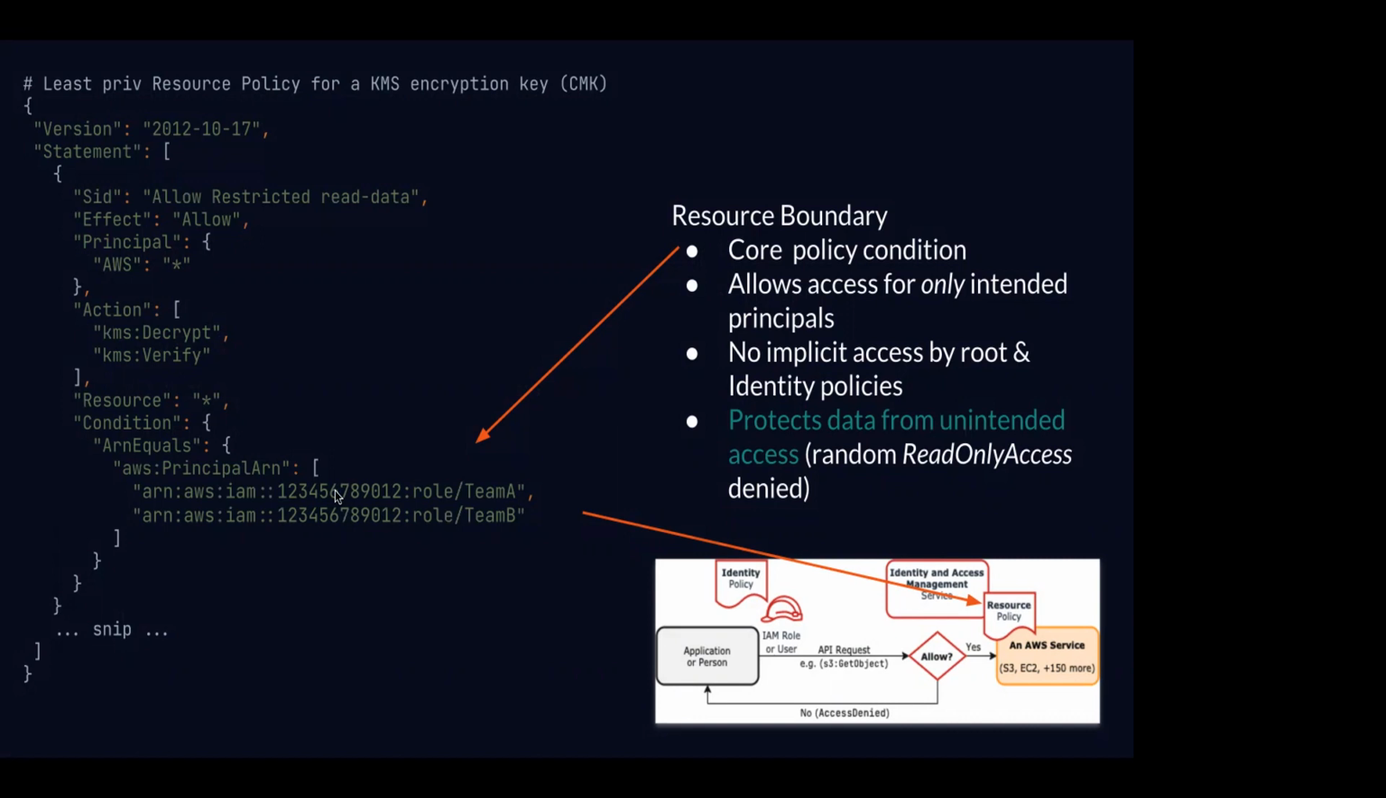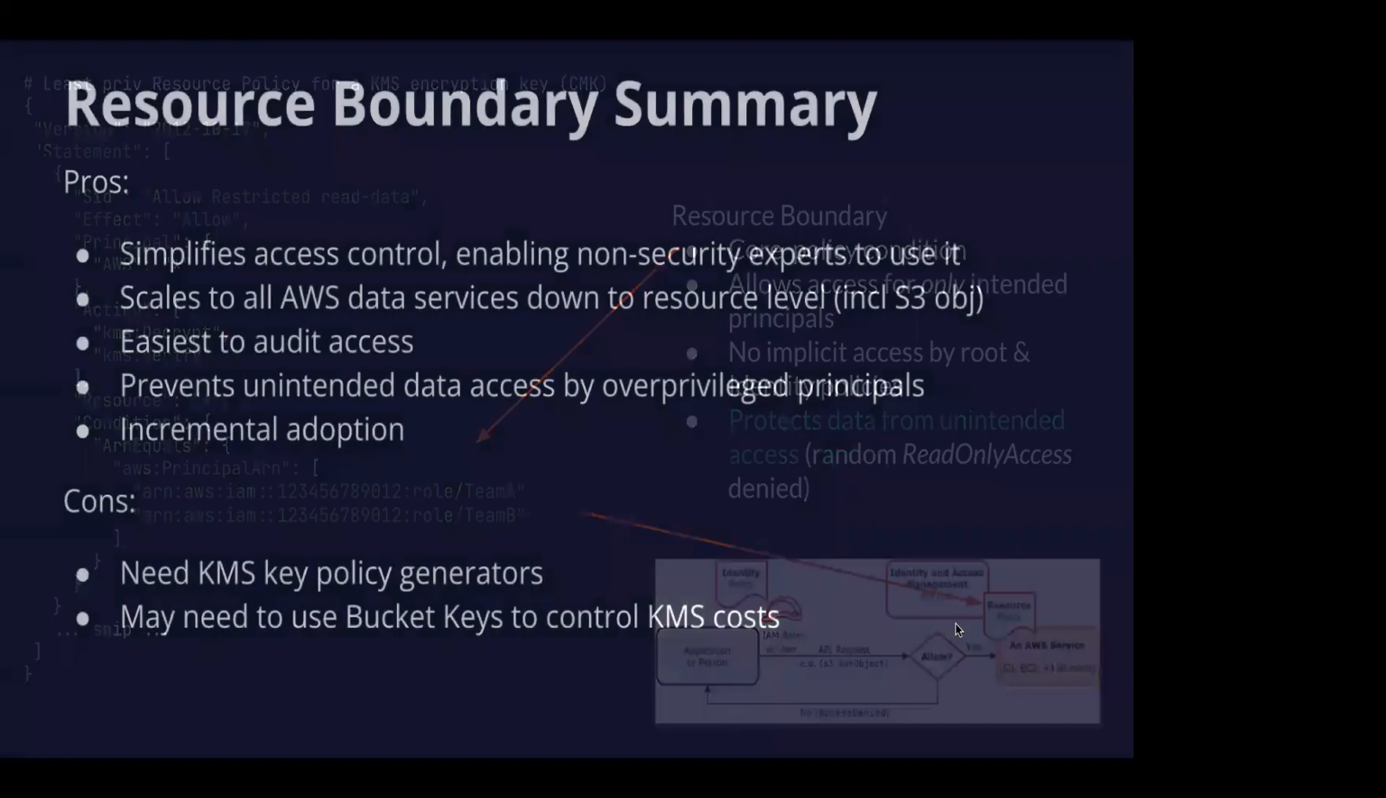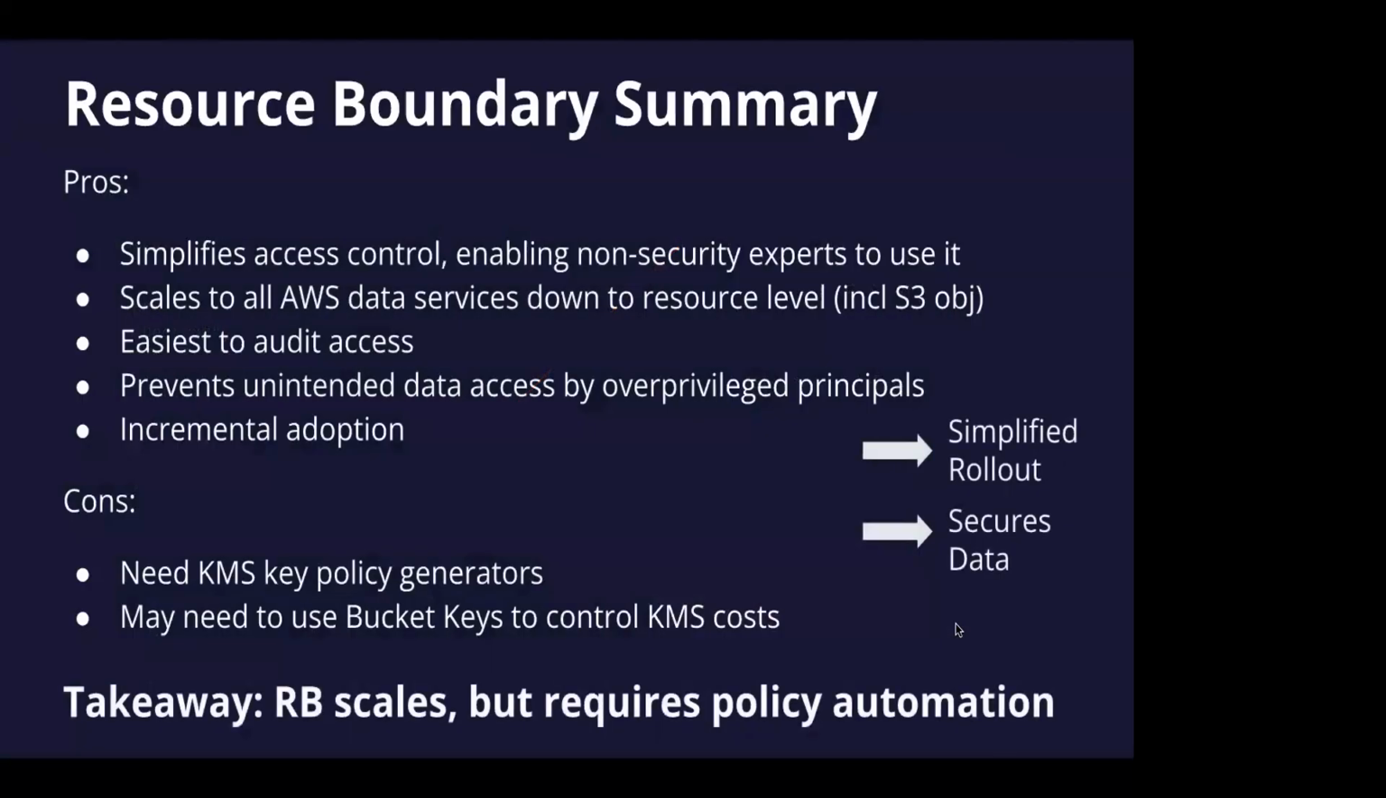What the real positioning between these models is, perhaps, is that you think about how you're going to manage your access and identify what models you're going to use to control and grant access on the principal side, and what model you're going to use to control access on the resource side. We'll actually get to that in a bit, said a little more cleanly. But the takeaway is that resource boundaries can scale, but they require policy automation.